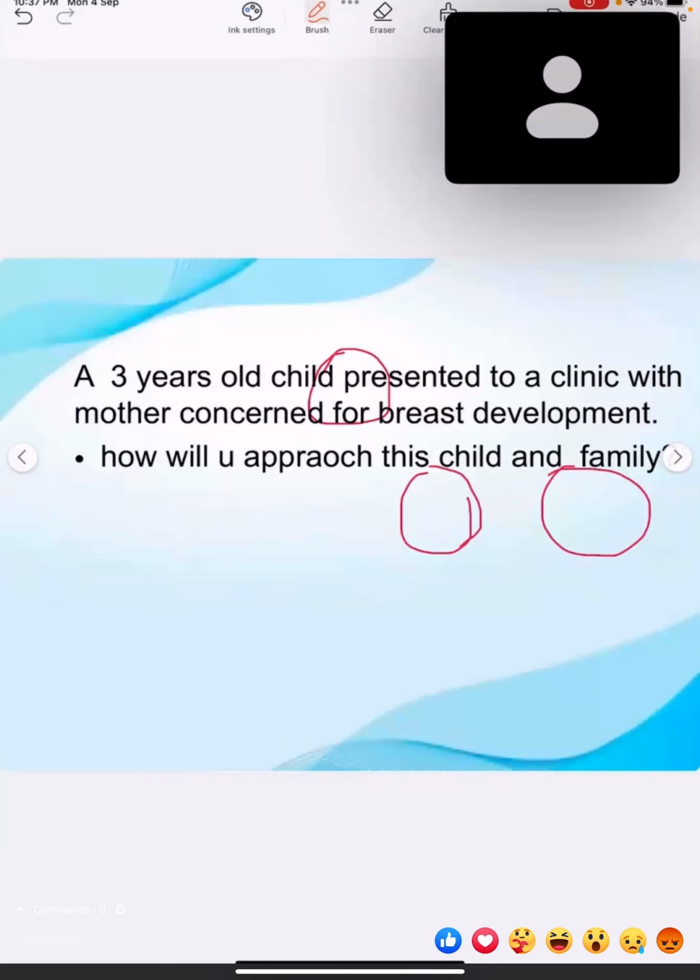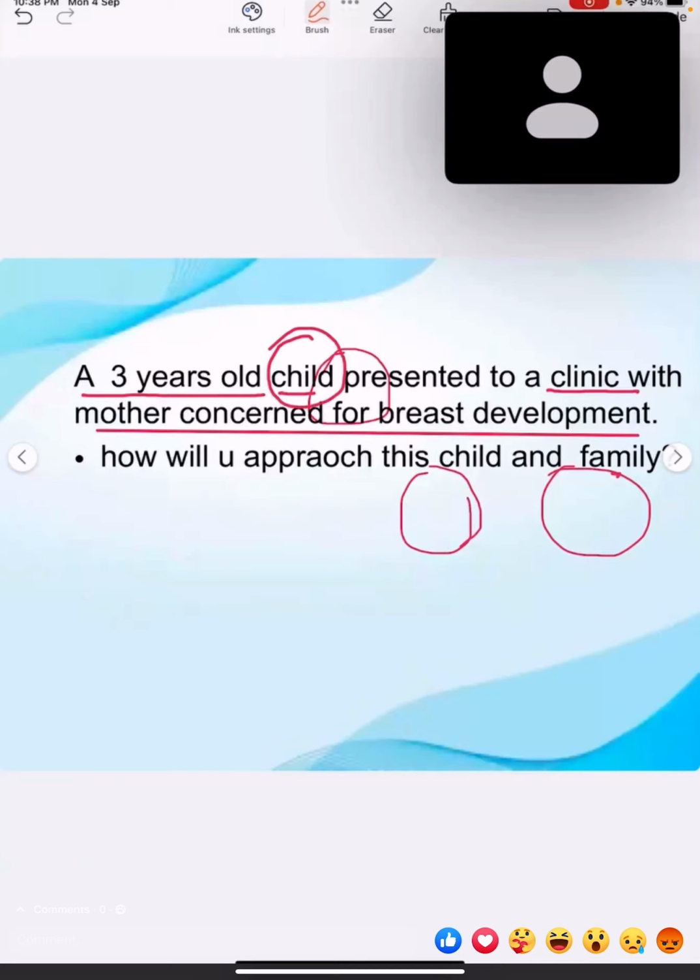A 3-year-old child presented to a clinic with the mother's concern for breast development. How will you approach this child and the family? I have circled three things here. Why do I have a 3-year-old child? This is not a case of ambiguous genitalia, and I'm not talking about congenital adrenal hyperplasia.